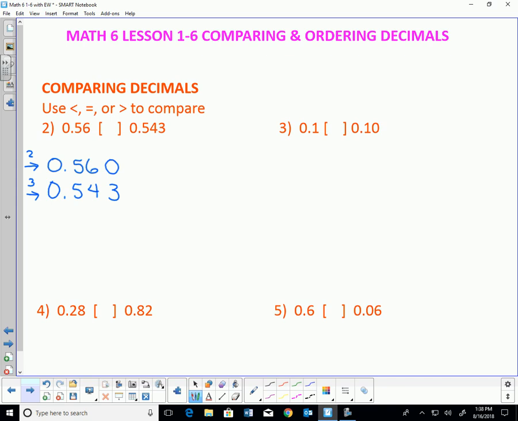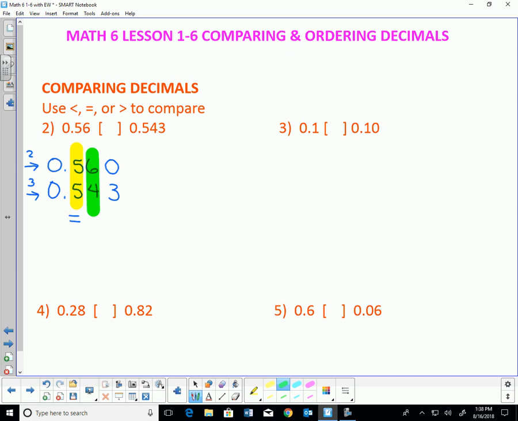If I look at the first set of numbers here, if I look at the 5s, those are equal. If I look at the second set of numbers, I'm going to look at the hundredths position. If I look at the hundredths position, I have a 6 and I have a 4. Well, 6 is bigger than 4, which means 560, 56 hundredths is larger than 543 thousandths.